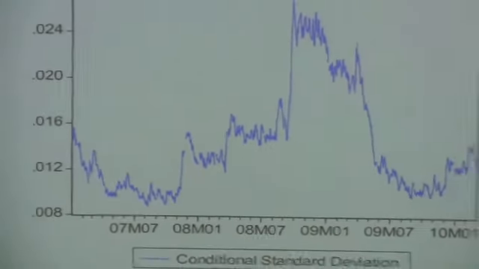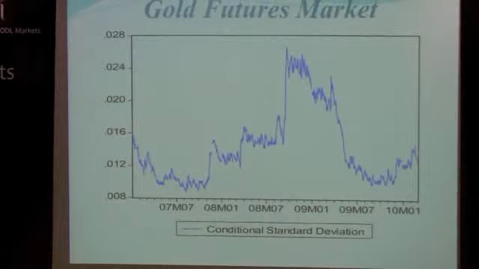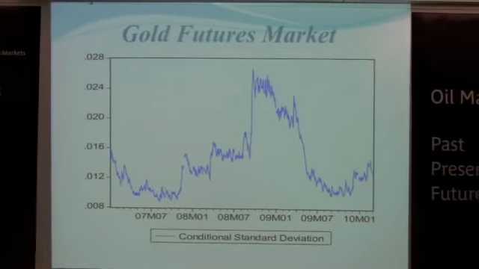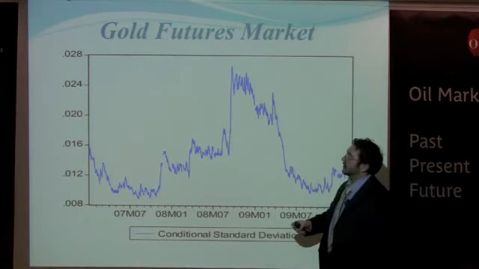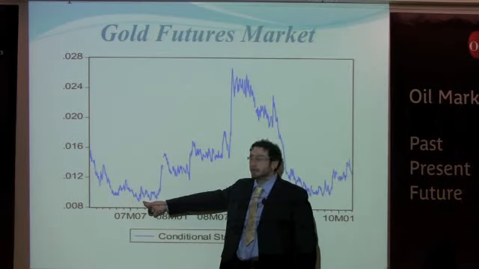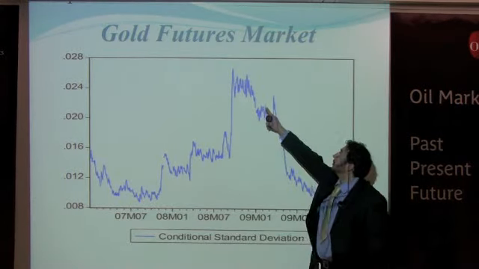Gold futures market, exactly the same thing. Volatility here is even lower, about 2.5%, 2.6%. This is volatility in normal trading conditions. This is what happened during the crisis.